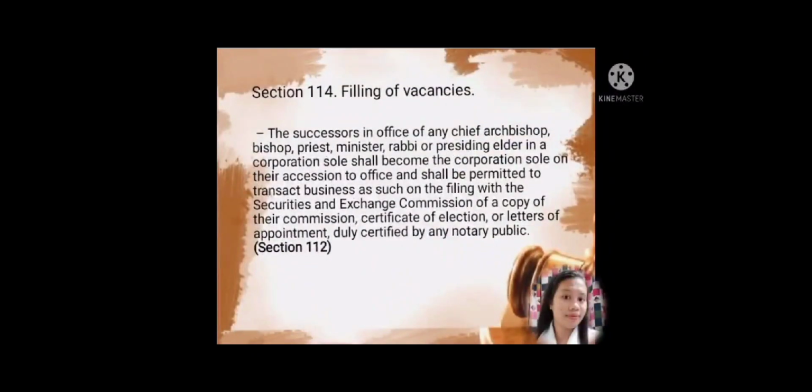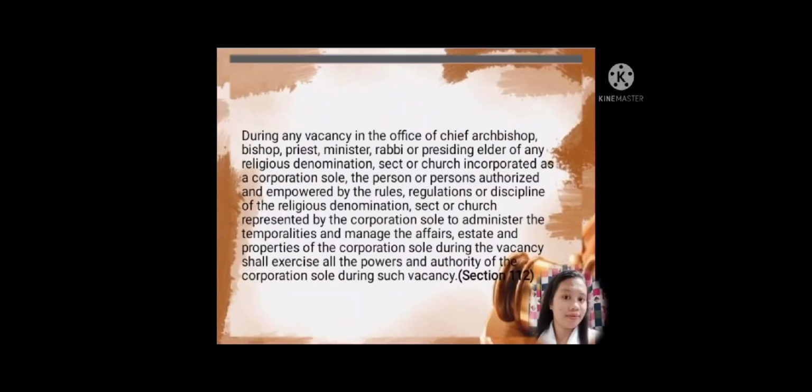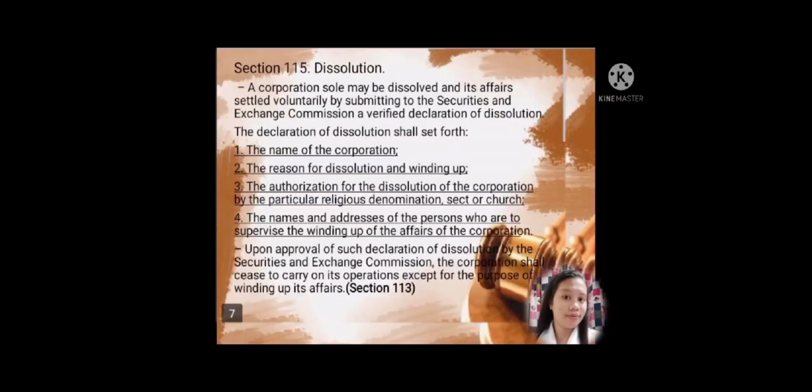Section 114, Filling of Vacancies. This section means that if there is a vacancy, a successor follows. The successor will become a corporation sole after the successor submits notarized documents as evidence and as proof that he, a successor, can take over the position. But if there is no successor yet, the authorized or empowered persons may have the power to lead the corporation as well as administer and manage all the properties for the benefit of the religious denomination, church.